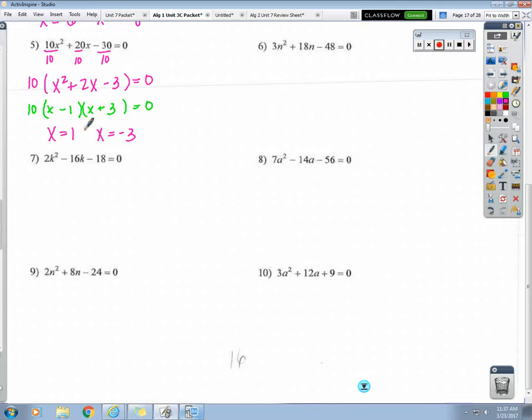Correct. Now, if you did quadratic formula for this, you would still get these same two answers at the end, and that would be where it crosses the x-axis. Okay, go ahead and try 7 and 9, and then we're moving.